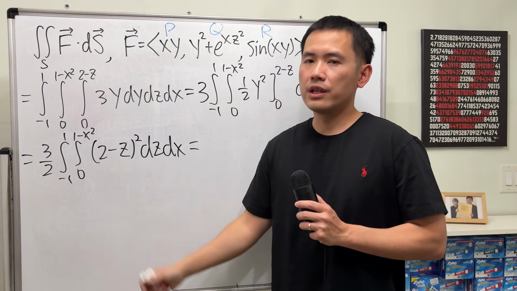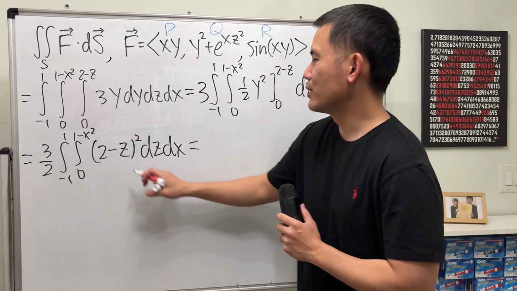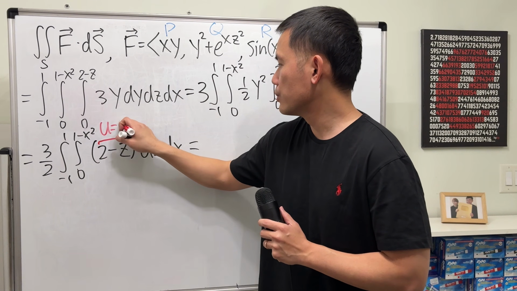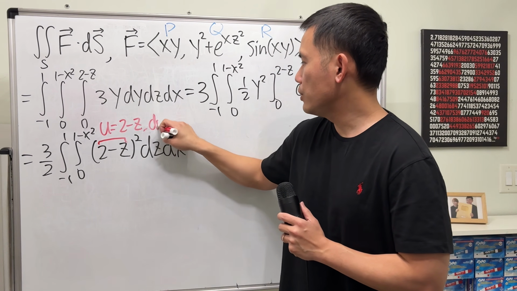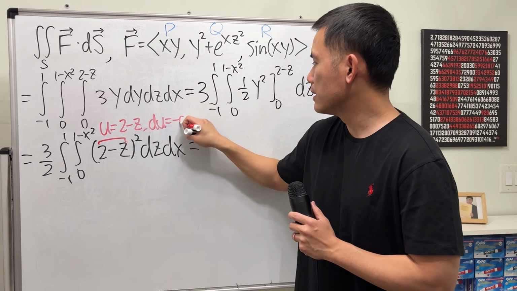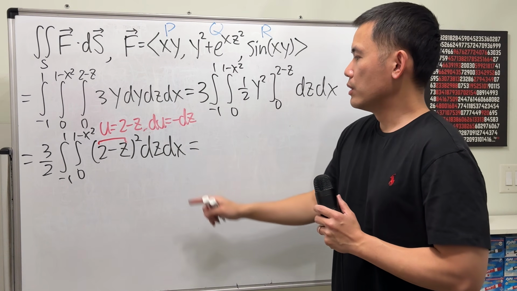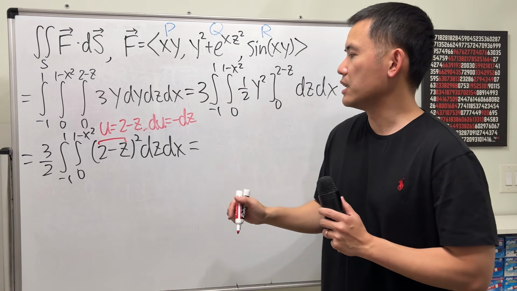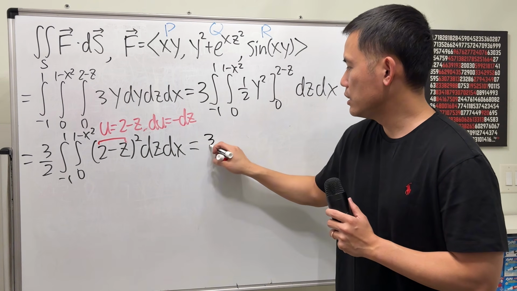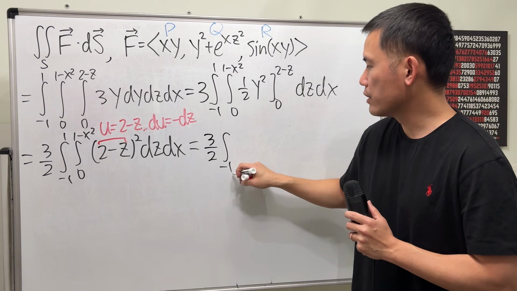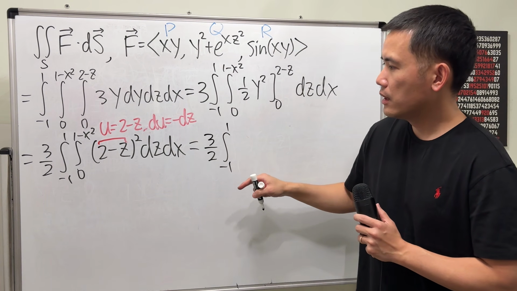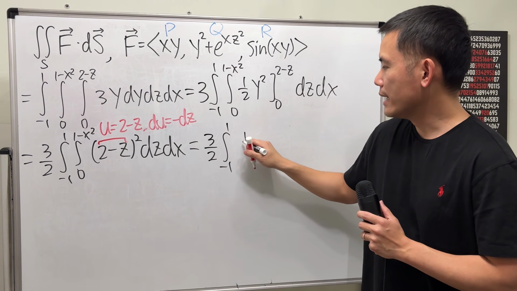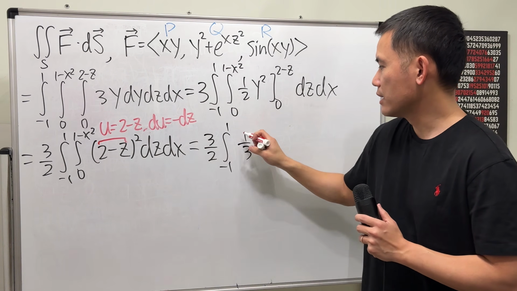Now, for this right here, we actually have to use a u substitution. Let this be u. So u is equal to 2 minus z. du is equal to negative dz. So be sure that when you do the power rule, you have to divide by the negative. And we will just have 3 over 2 integral going from -1 to 1. And then you add 1 to the power and divide by that. So it's going to be 1/3. But again, you have to have that negative.